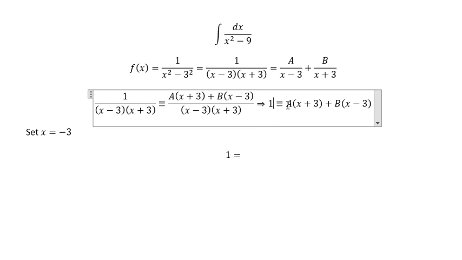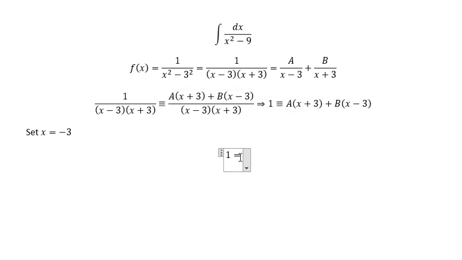Now for the right hand side, this term gives you negative 3 minus 3, which is negative 6, times b, which is negative 6b. From here we divide all through by negative 6, so that we get b to be negative 1 over 6.